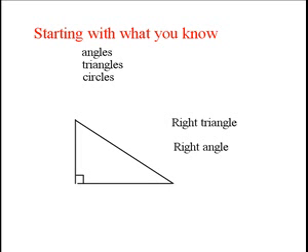Before starting Unit 3, we're just going to review some of the information you'll need to know about angles and triangles. You'll have learned this in previous years, but it's always good to do a little refresher. First of all, this triangle here is a right triangle, which means that this angle in here, if you remember, is 90 degrees. So a right triangle has one right angle, which is 90 degrees.